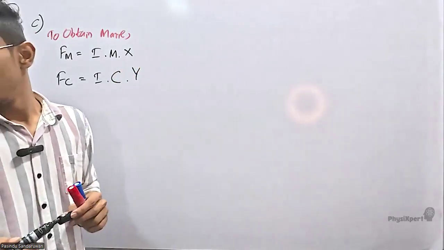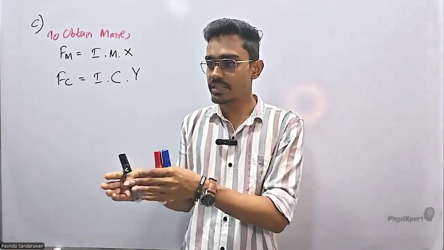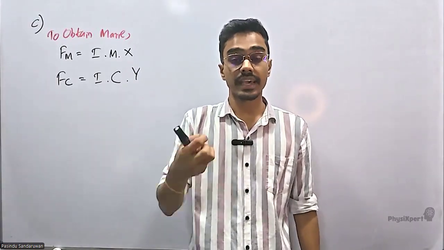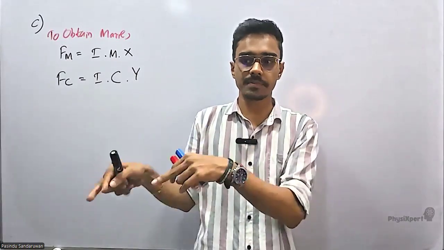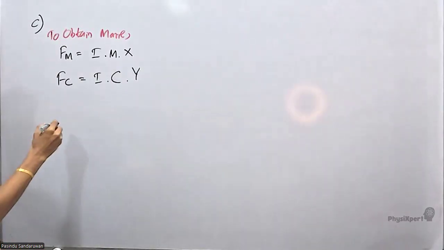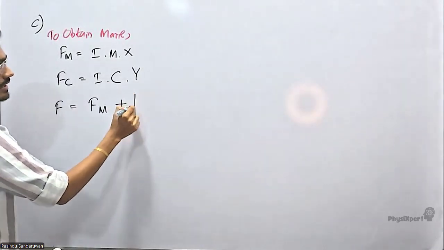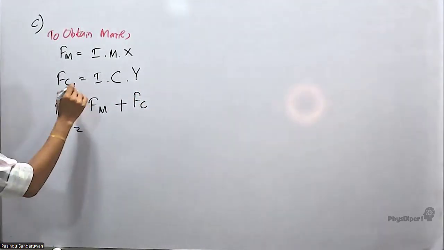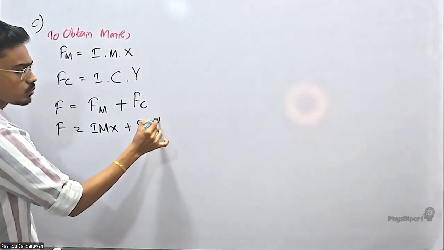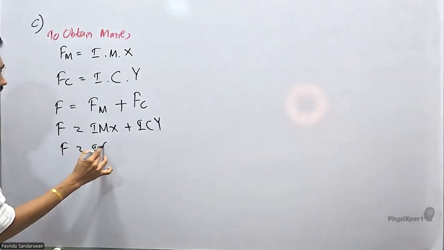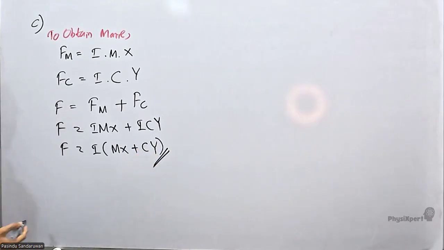Now, the question asks to obtain the logic expression for the conditions under which a pack of biscuits is obtained. A pack of biscuits means any pack, either Mari or chocolate. OR means plus. The final output is Mari or chocolate, which means FM plus FC. So F equals FM, which is IMX, plus FC, which is ICY. You can see I is common, take I out, then MX plus CY. This is the final answer.